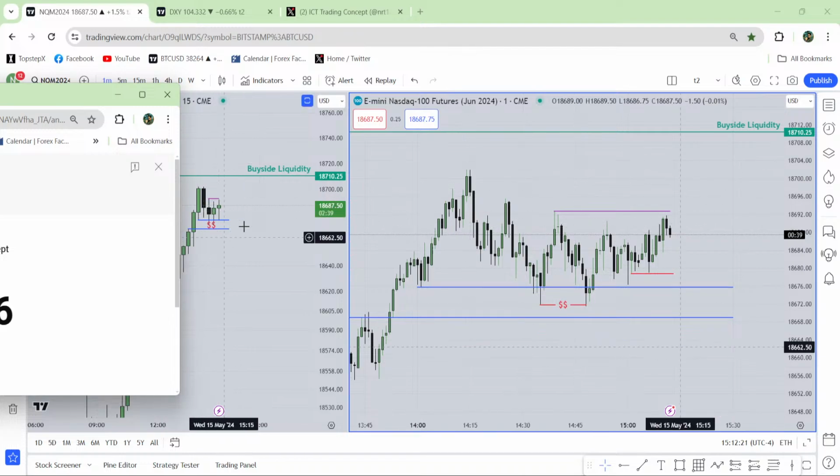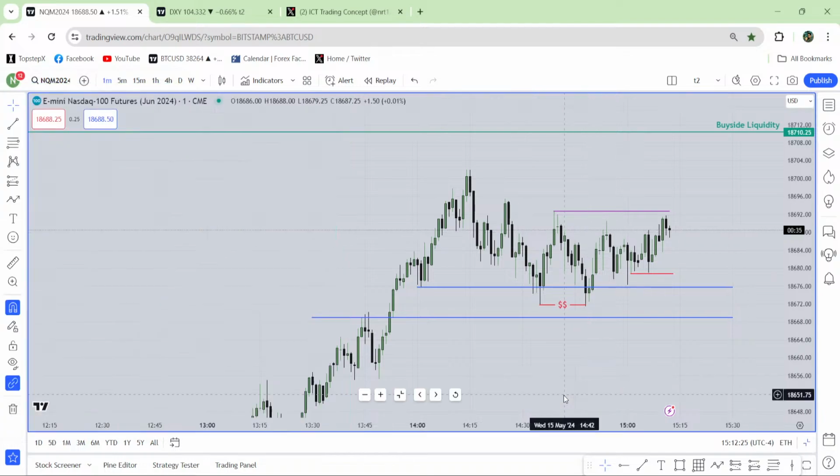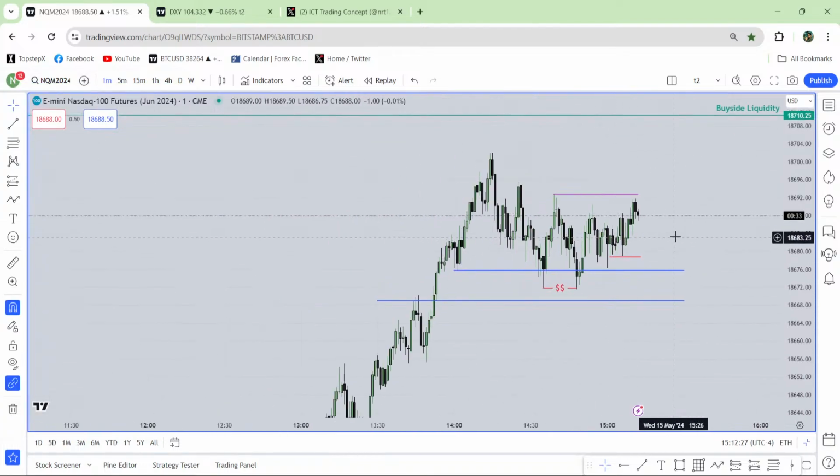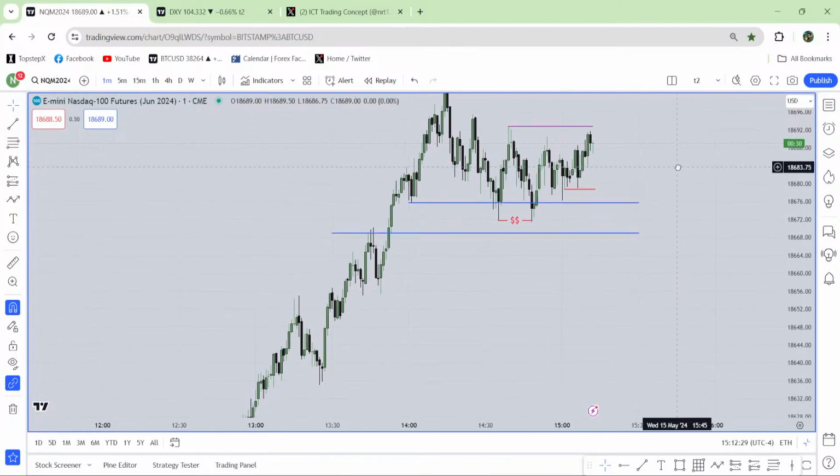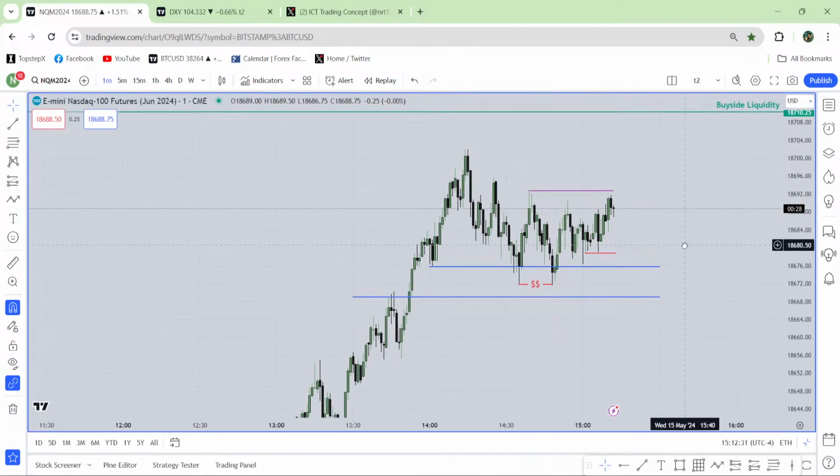I don't need to see this 15-minute chart actually, so what I will do, I will stay in 1 minute chart only. I'll just observe the price action from the 1 minute chart.